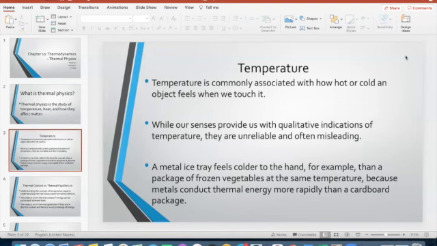Which can be misleading, because if you have a metal ice tray, it's going to feel colder to your hands versus, you know, a package of frozen vegetables that are at the exact same temperature. And that's because metal conducts thermal energy more rapidly than cardboard packaging does.